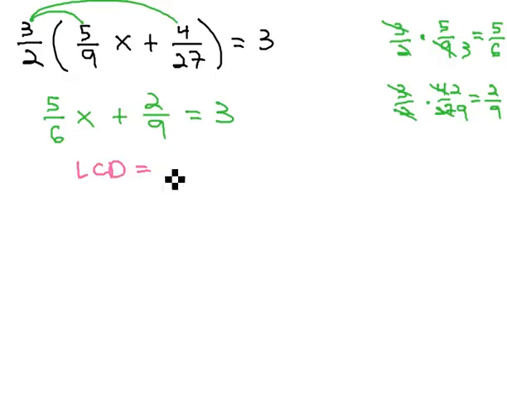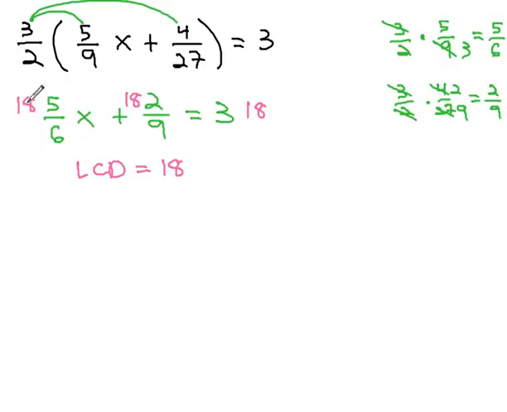The least common denominator between 6 and 9 is 18. So we will multiply each term on both sides by 18. Again, notice we're also multiplying the 3 by 18 because it is a term. We are multiplying every term, not just fractions, but every term by 18. When we do this, we can reduce.